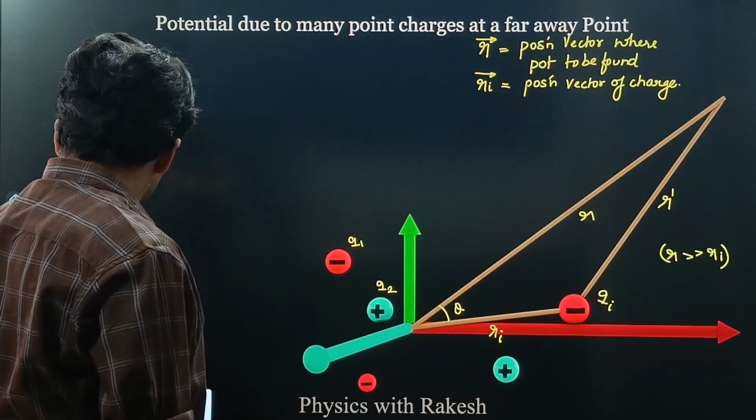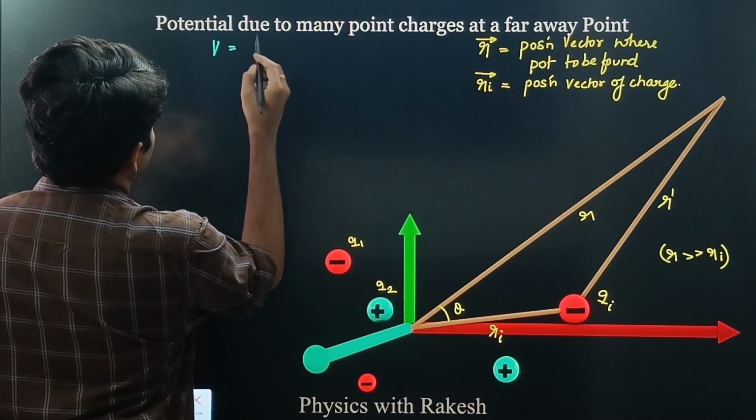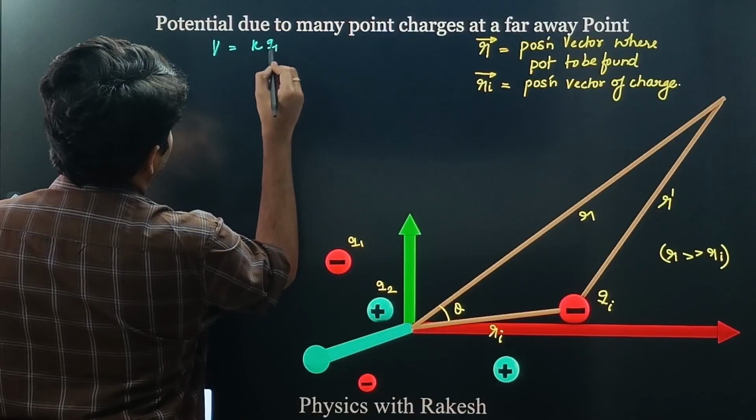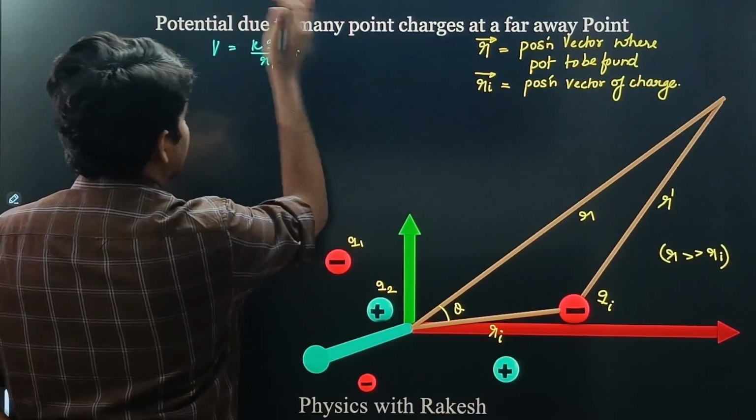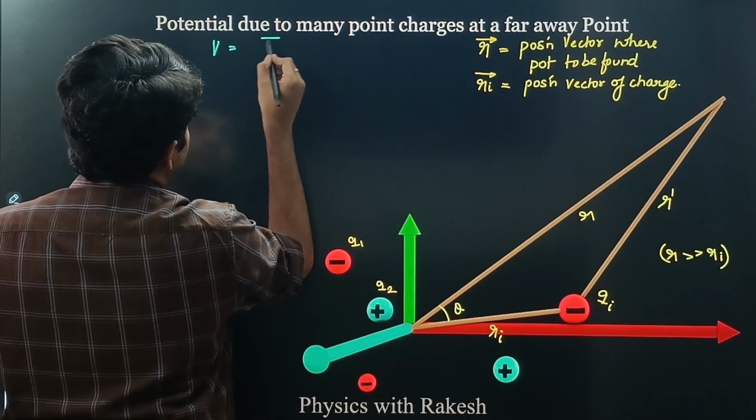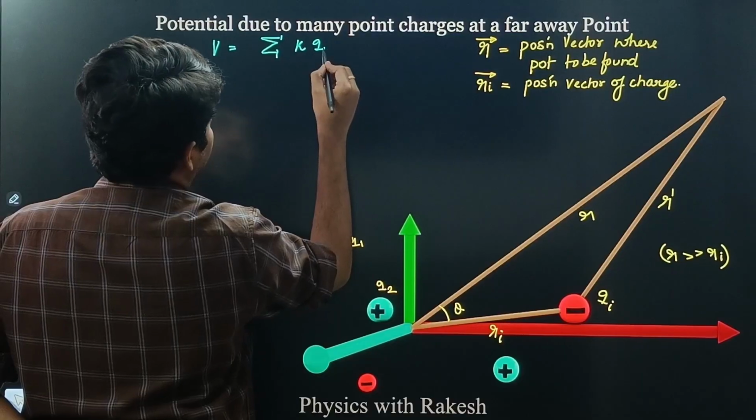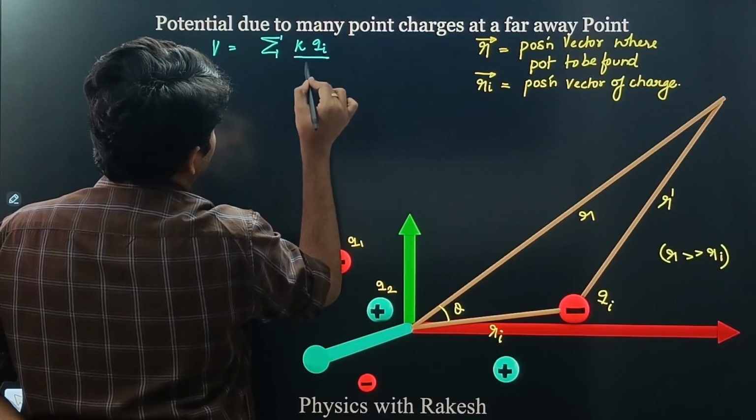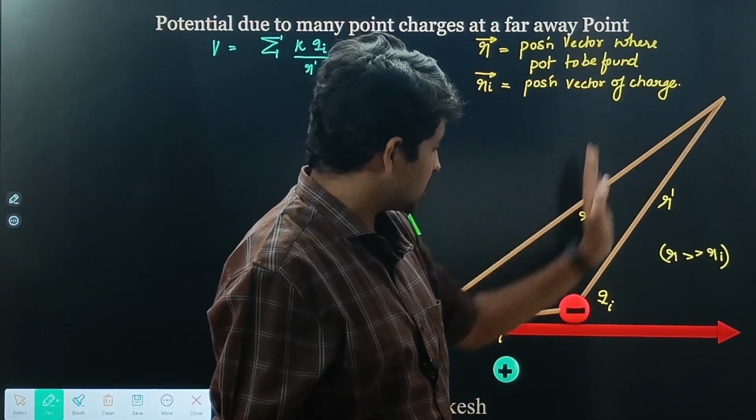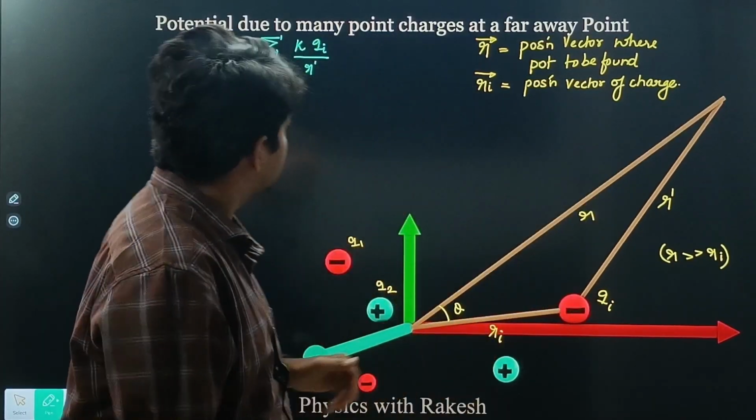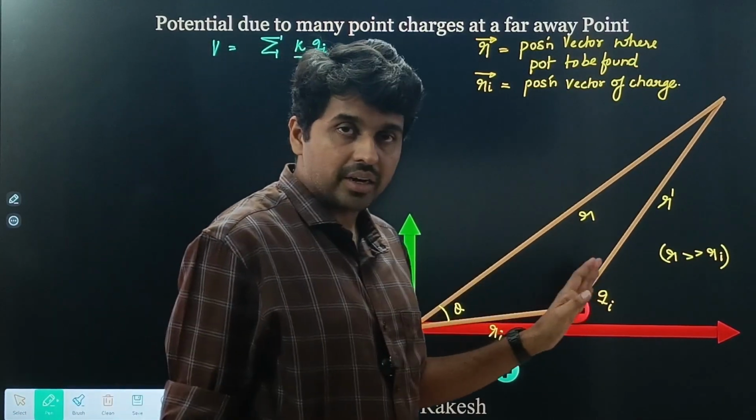Tell me. If I need to find the potential due to all these point charges, potential equal to KQ1 by R1 plus KQ2 by R2, so on. So I can write this whole sum as summation K Qi divided by R dash. R dash means, let us say R1 dash, R2 dash. This is Ri dash. KQi by Ri dash is the summation.